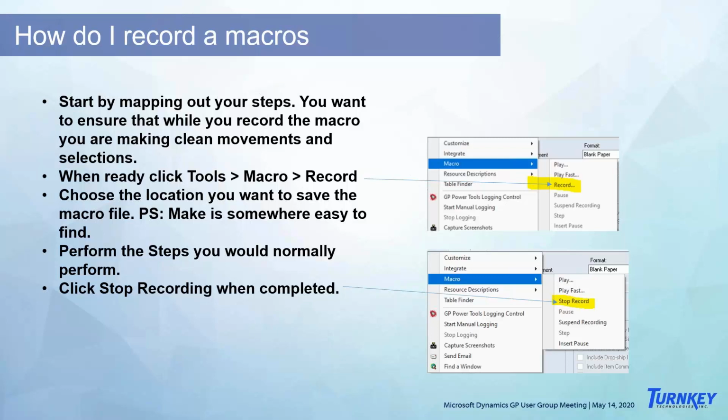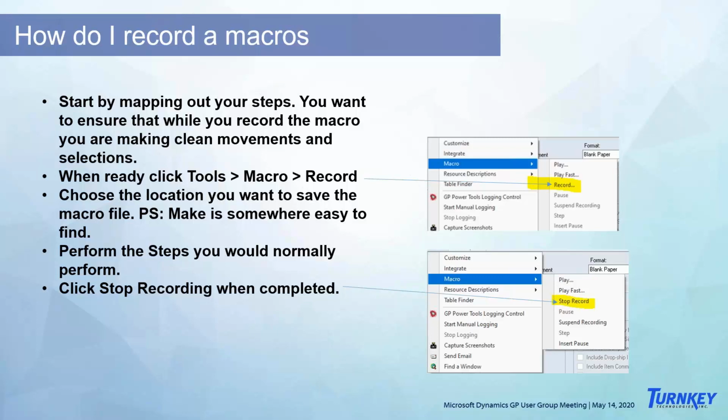When you're ready, you're going to go up to, of course, the tools drop down like I showed a moment ago, and you're going to select record. As soon as you hit record, it's going to pop up and ask you where you want to save that specific file. Make it somewhere easy to find. I usually just throw mine on the desktop to begin with, and then I'll figure out somewhere else to put it at that point. But make sure that it's somewhere easy so that you can find it later on when you need to.